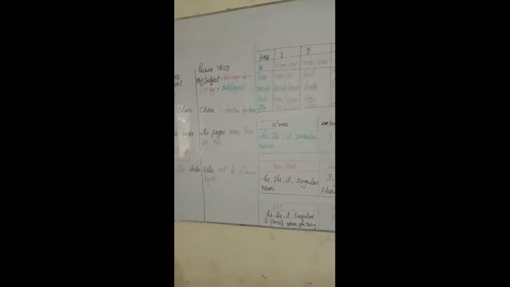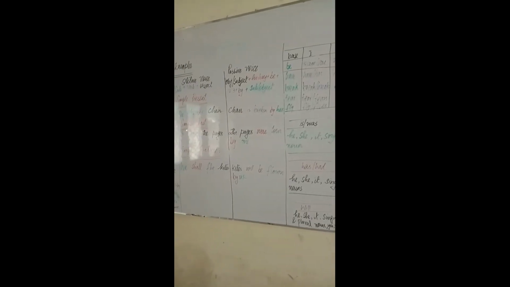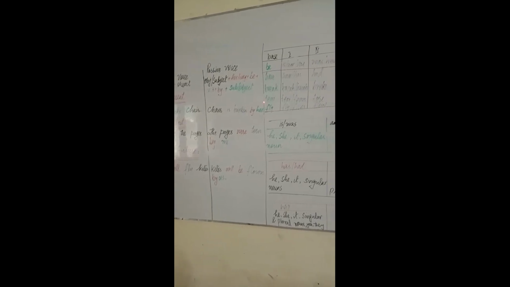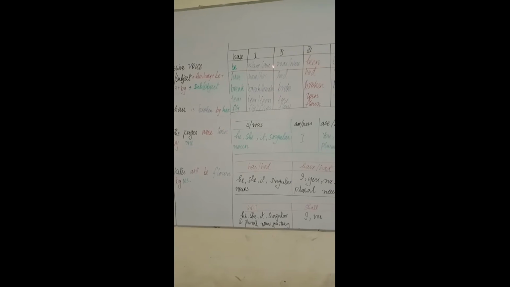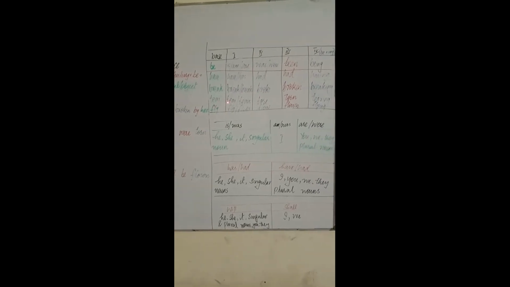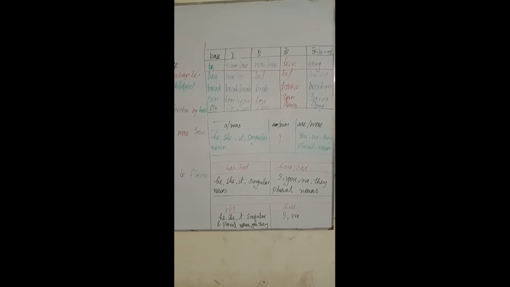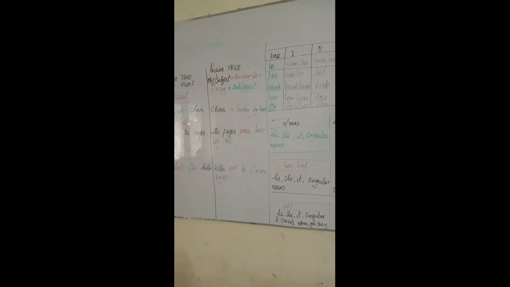Now, we are going towards simple past. Simple past takes subject, verb second form. So, we can see over here that tear is the first form, the base form, and tore is the second form. So, second form shows that this is the simple past or past indefinite tense.